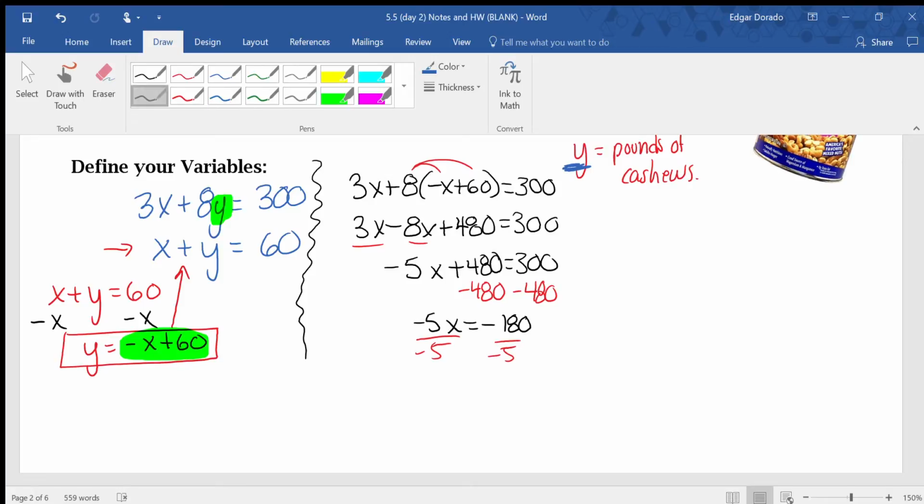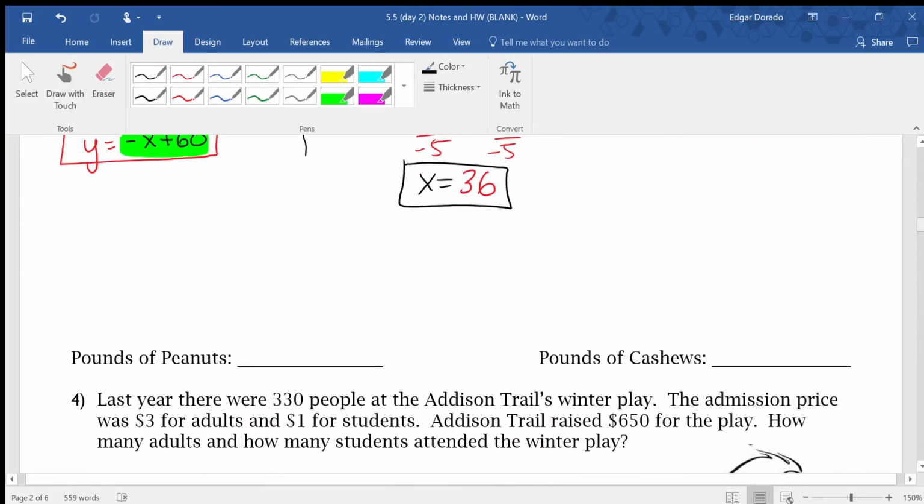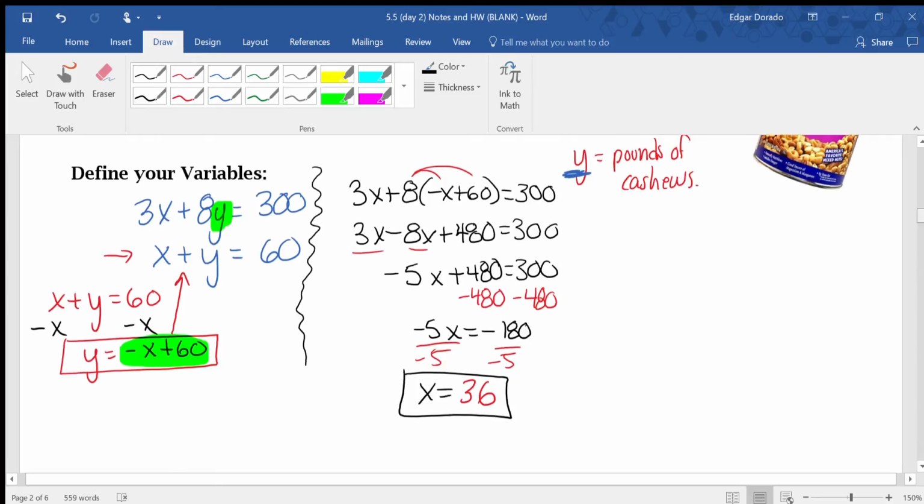So we get a final answer for x of x equals, not 90. This would actually be, oh my god, I'm totally having a brain fart here. That would be 36? Yeah, 36. Sorry guys, had a brain fart there for a second. All right, so x equals 36. We know x equals the pounds of peanuts, so I'm going to write that 36 in there.